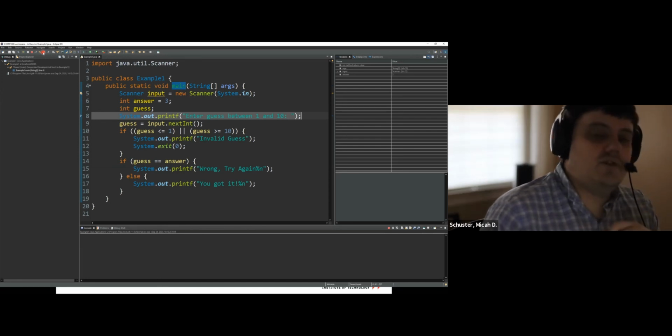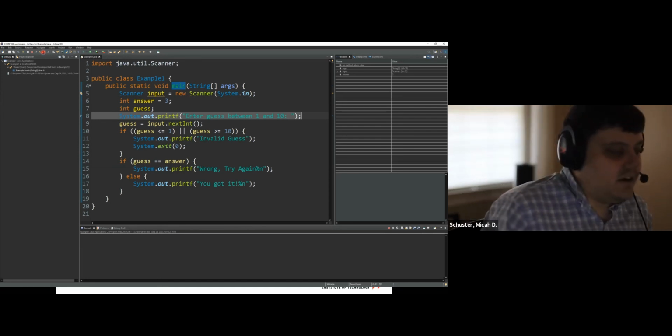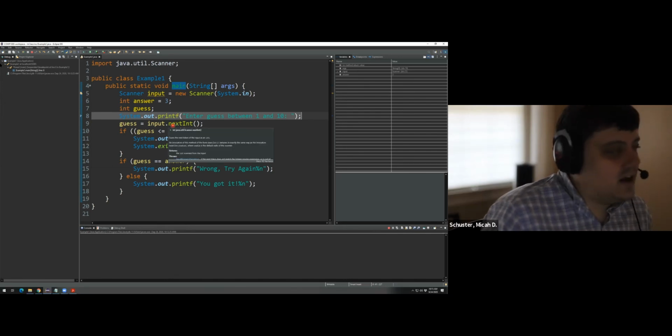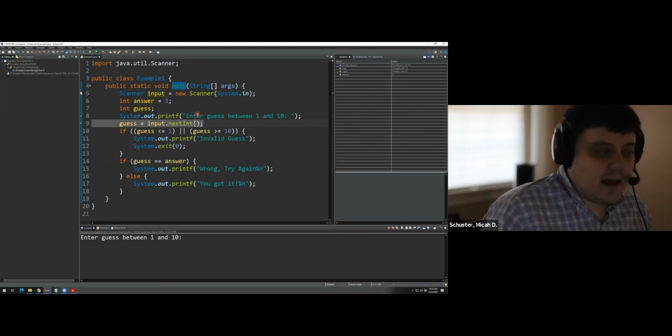So this just moves you to the next line. Think of it as it runs the highlighted line and then moves down to the next line. If I click step over, the highlighted line moved down in my code, and notice it ran that print. So now I get a print to the console, and now we're waiting for the user input.